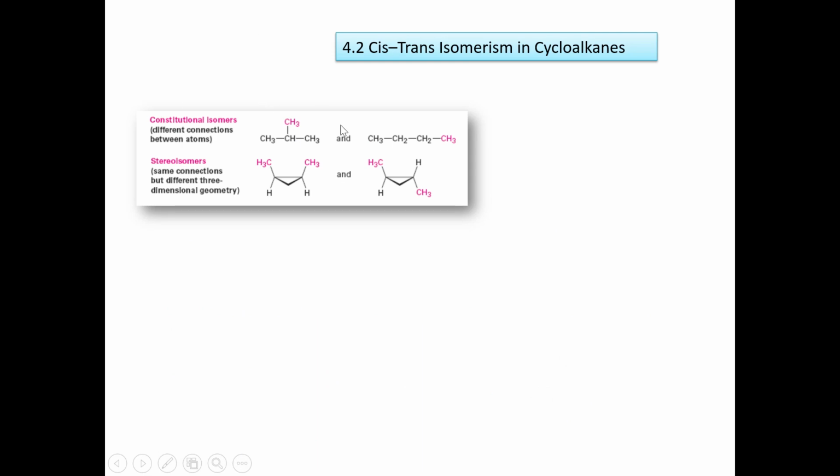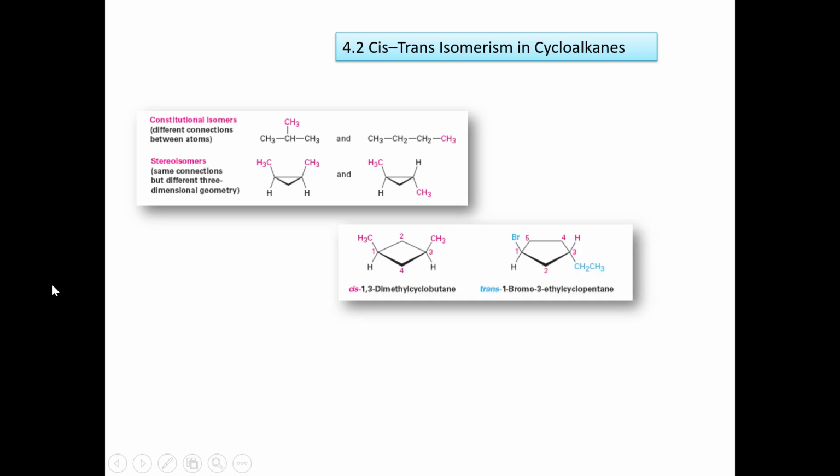Here are constitutional isomers. Here what we have is stereoisomers. If you check the bonds, the matrix of the bonds is exactly the same. We don't change anything. Each carbon is bonded with exactly the same carbon in both structures. The only change is the 3D shape. Okay, we can have both up or both down.